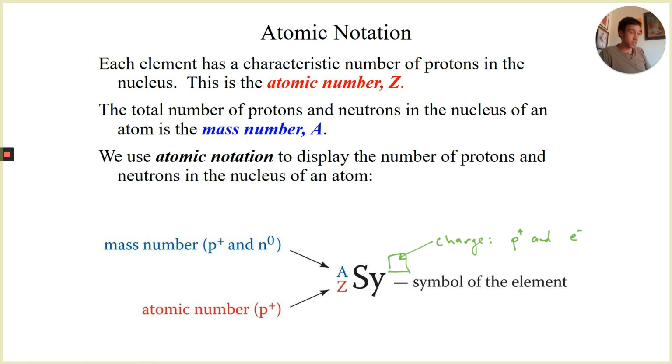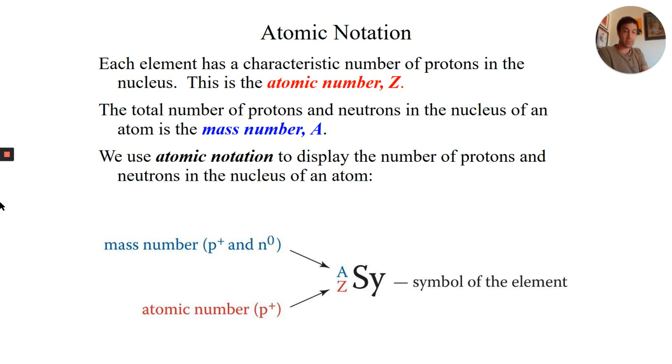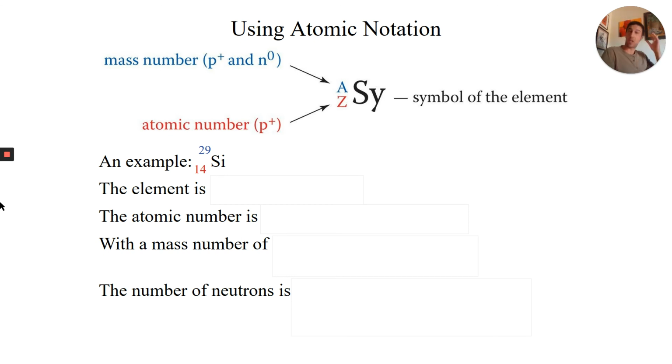Okay? So with that, let's go ahead and take a look at some quick examples. Using our atomic notation, if we're given the example as shown, you should be able to tell me what the element is, the atomic number, mass number, and your number of neutrons. So this is a good opportunity for little quiz questions. I'm going to give you a second to do that. And as we go through this, the element we should know, because we're required to know that Si is the symbol for silicon.